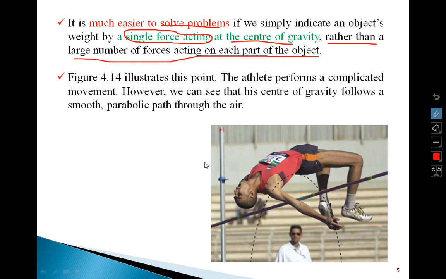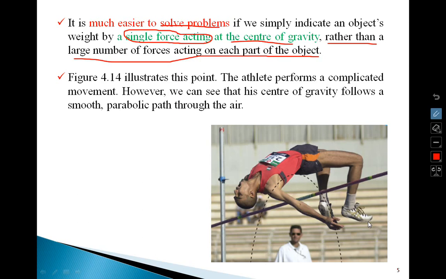As you can see in this figure, figure 14 in your textbook, this figure is going to illustrate this point. The sportsman here performs a very complicated movement.